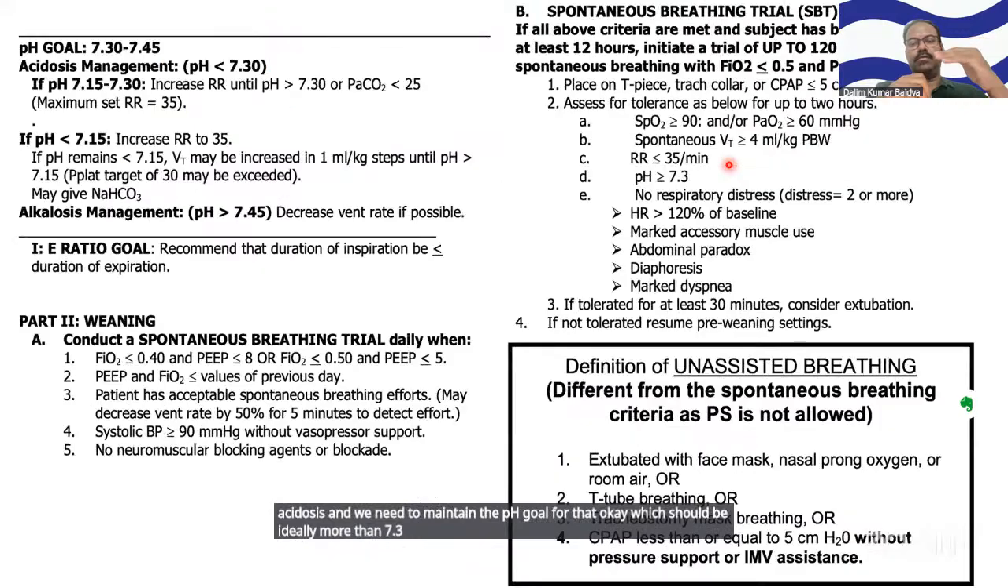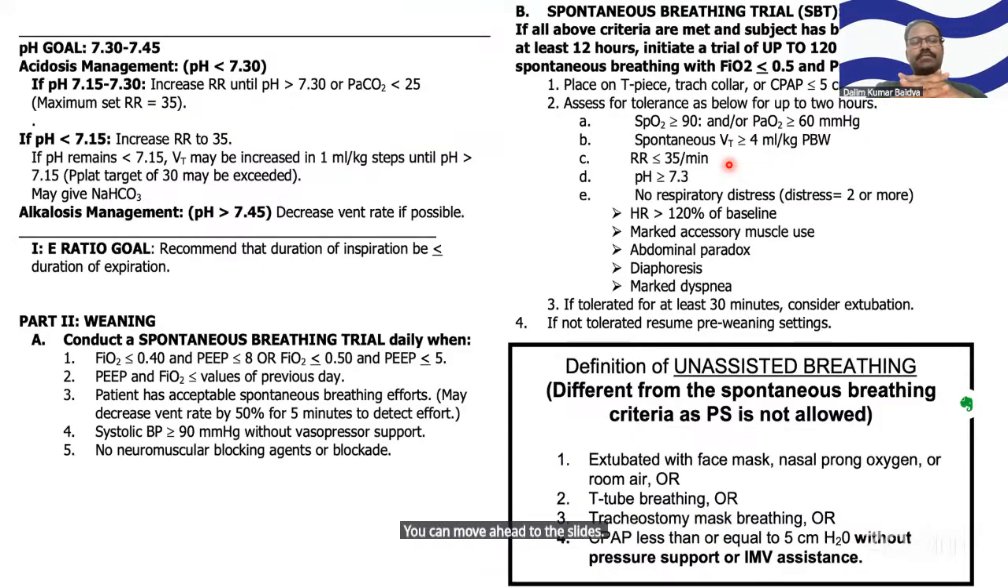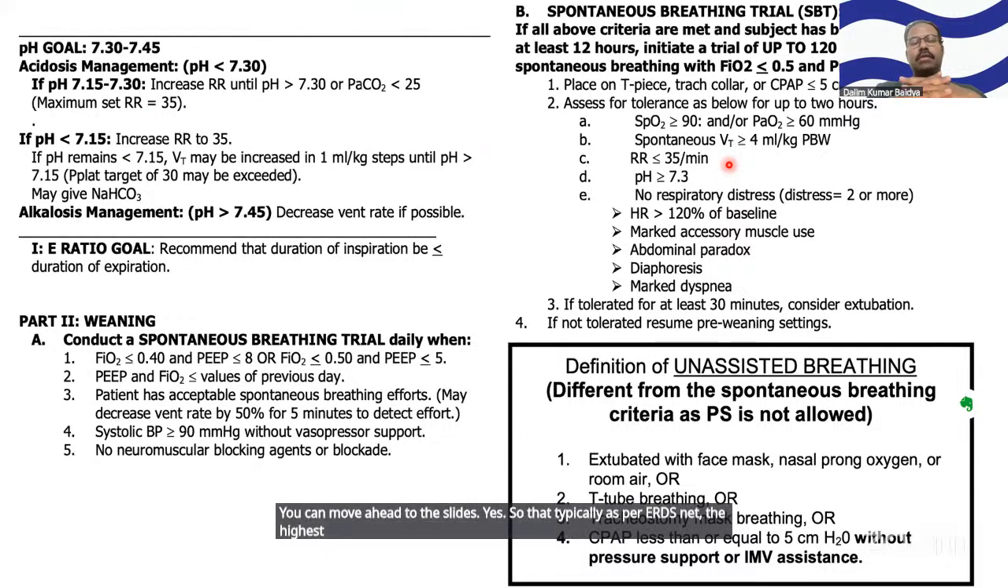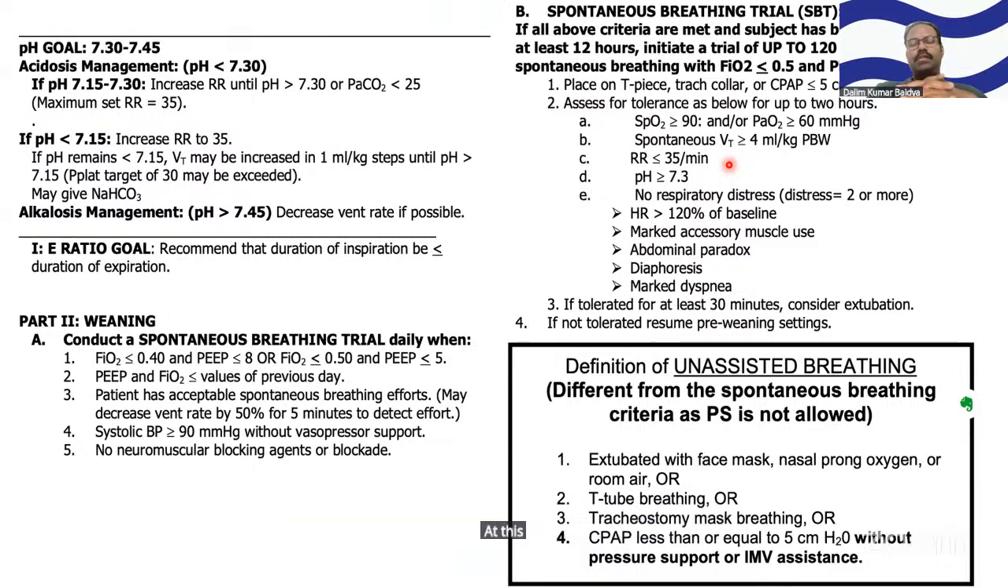You can move ahead with the slides. Yes. So typically, as per ARDSNet, the highest respiratory rate can be up to 35, and you titrate to a pH goal rather than a specific PaCO2 goal. Okay. So this is the general idea about our initial ventilation strategy.